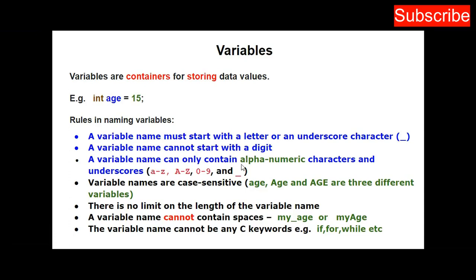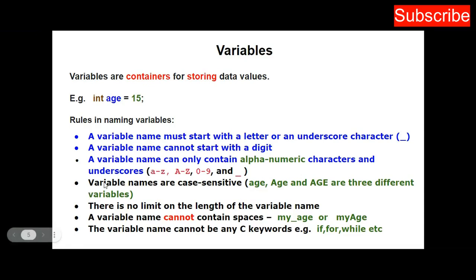A variable name can only contain alphanumeric characters and underscore. So you can have A to Z lowercase, A to Z uppercase, 0 to 9 and underscore. Now, of course, 0 to 9 will never start the name of a variable because it cannot start with a digit. But you can mix it and put age underscore 2, and that will be the name of the variable. So these are the alphanumeric characters that you can use in naming a variable.